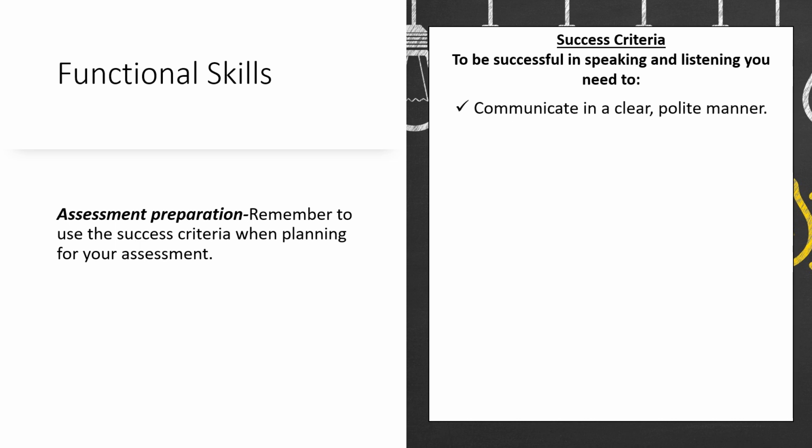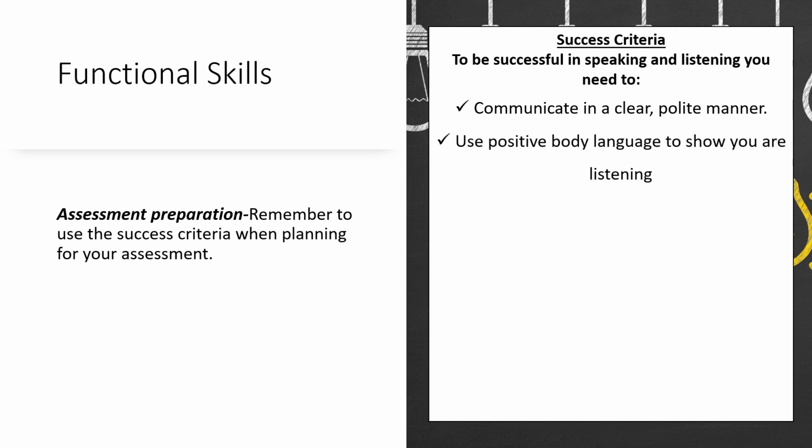So firstly, can you communicate in a clear and polite manner? Simple thing to think about. If people can't understand what you're going on about, if they can't really hear you or understand what you're saying, then you're not communicating in a polite or clear manner.